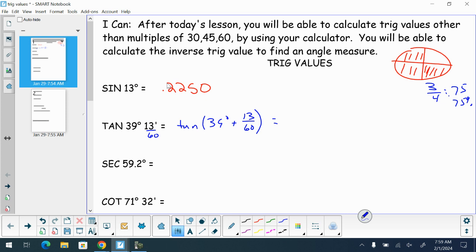Zach, what do you come up with? 0.8160. Go with that. Once again, go to 4 decimal places and you're fine. What did you get? 81123. You got that?